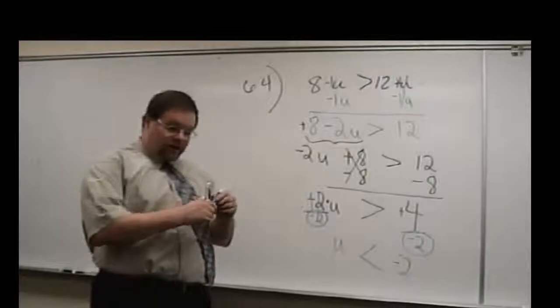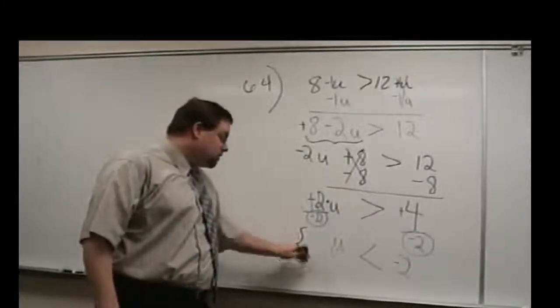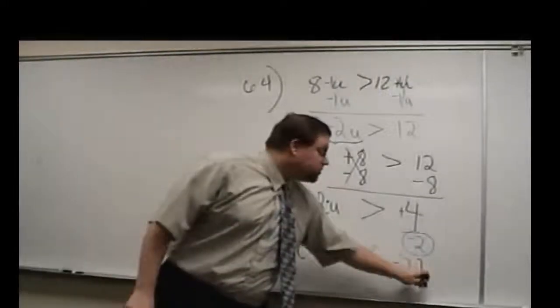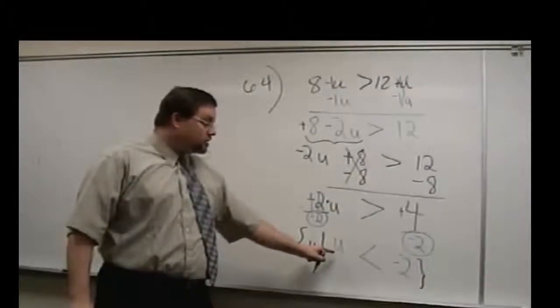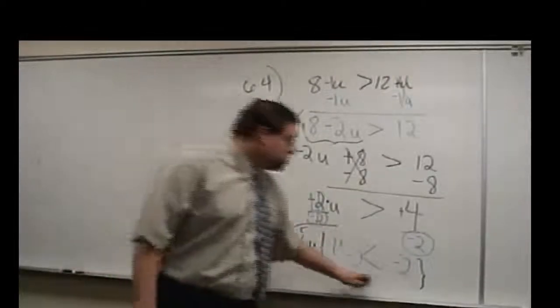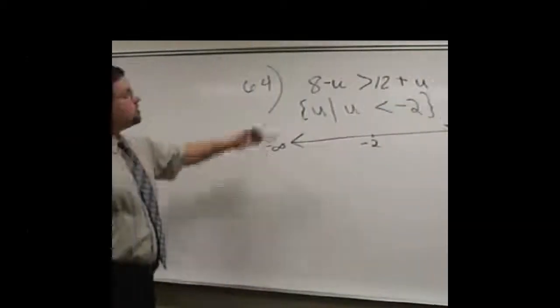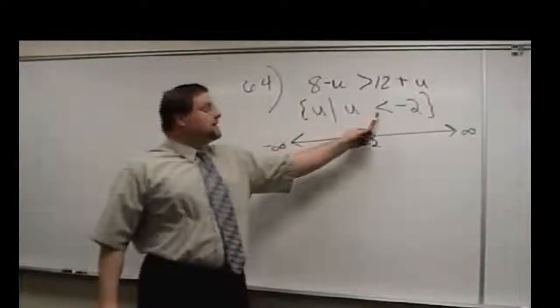And most likely, they're going to make it in set notation like this. And as I said earlier, the variable must be on the left-hand side. And this is the solution set. Okay, so we just solved this inequality. So we have u is less than -2.